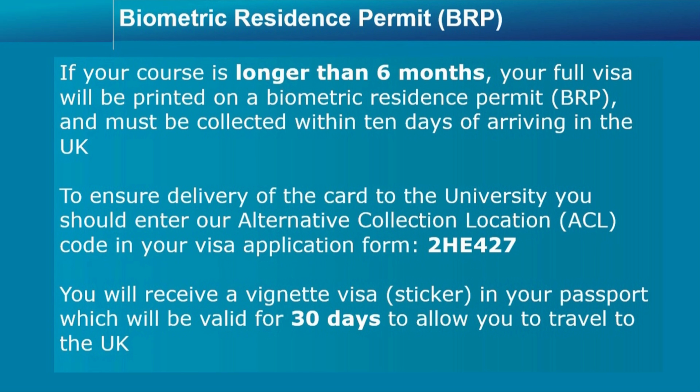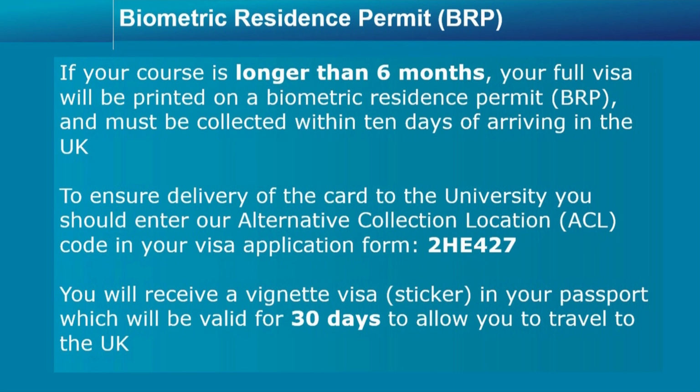There is a code on your screen which is called an Alternative Collection Location, ACL code. The Nottingham ACL code is 2HE427, and we recommend that all applicants include that code on their visa application form, because that ensures that your BRP will be delivered to the university and you can simply collect it from us at registration.